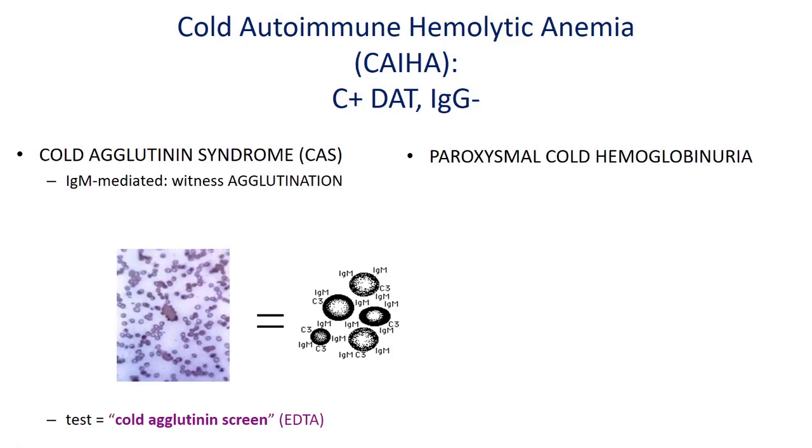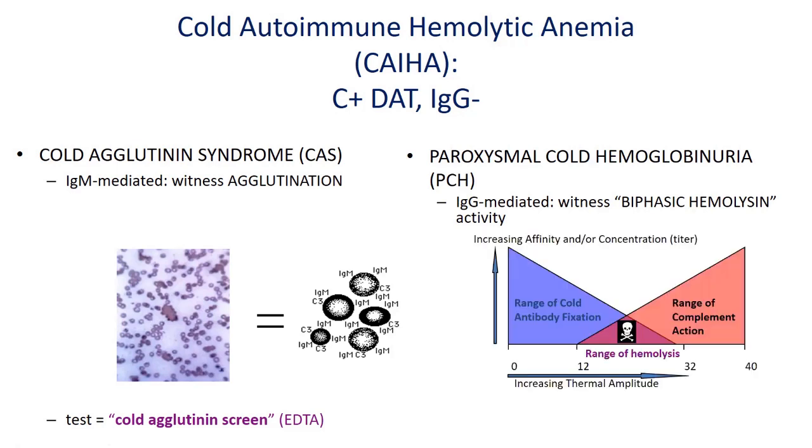Paroxysmal cold hemoglobinuria, on the other hand, is an IgG-based hemolysis, and so you won't see the signature agglutinates because IgG stays monomeric. And so you have to infer its existence by the fact that it induces a biphasic hemolysin activity. That is to say, there is a phase of IgG binding, which then leads to complement fixation. And on warming to in vivo core body temperature, you enter the range of complement activation. Complement-mediated red cell lysis takes over.